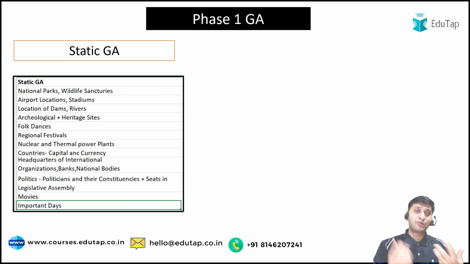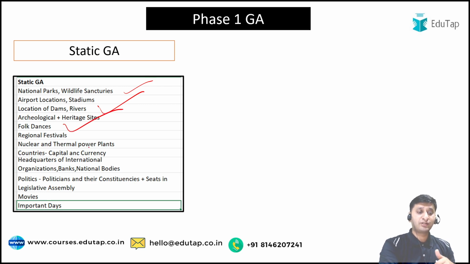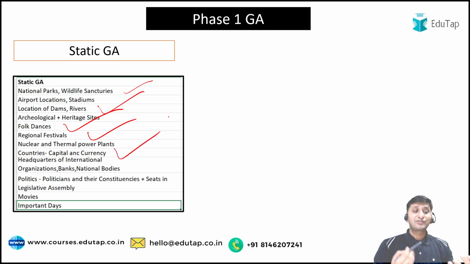Static GA, they would be asking you about static questions like where is a particular national park or a wildlife sanctuary located? Where is a particular dam or river located? What is the folk dance of a particular state? A regional festival of a particular state? Current countries and their capitals and currencies can be asked. So like this, they can ask you static GA questions.